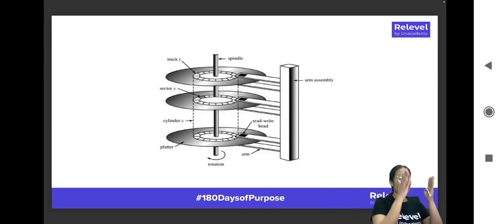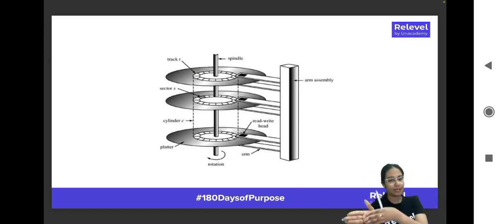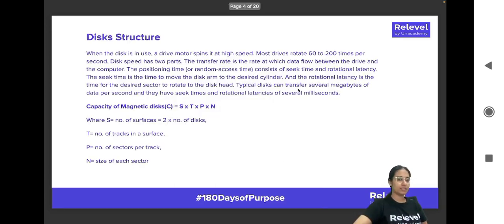Always remember, a magnetic disc contains several platters. Each platter is divided into circular tracks, and every track is further divided into sectors. Okay, and the tracks at the same distance from the center form a cylinder. So that's what the overall idea is.